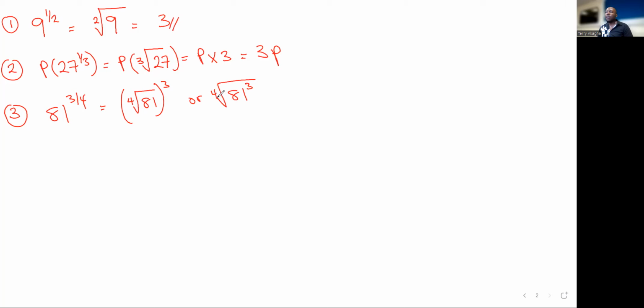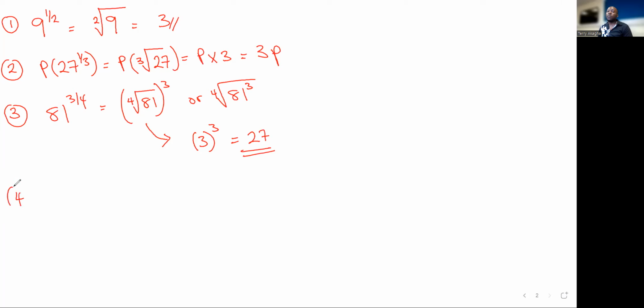Like I said, depending on which one is easier for you will determine the best one to use. Personally, I prefer this one because it's easier for me to get the 4th root of 81. And the 4th root of 81 is 3, because 3 times 3 times 3 times 3 is equal to 81. So that means 3, then we raise it to the power 3, and 3 to the power 3 will be 27. Now that will be that for that.